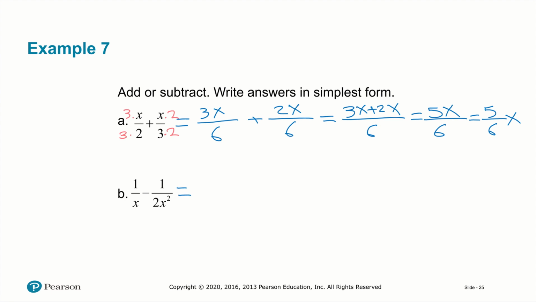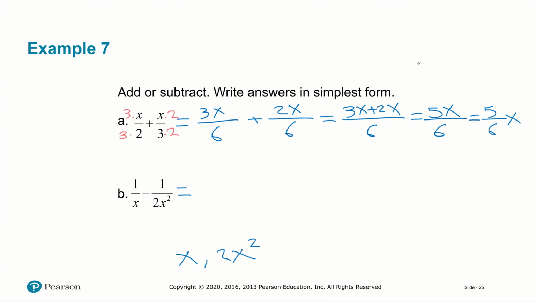I'm sure you've paused the screen and you've tried it on your own. If you forgot, do it now and see if you can do the next one on your own before you watch. Okay, so we need the LCD, right? So what is the least common multiple of x and 2x squared? Remember, take the highest power of every factor you see and multiply.